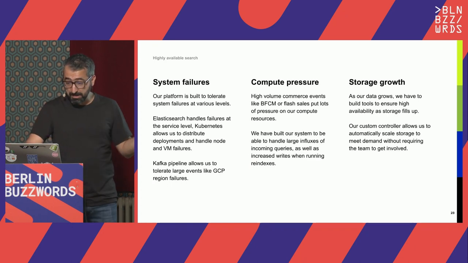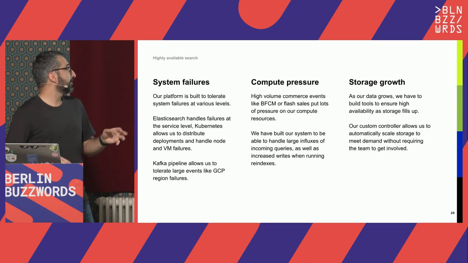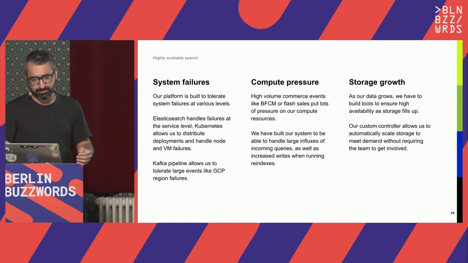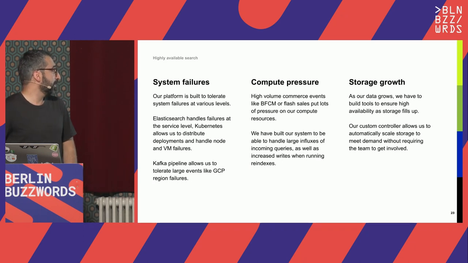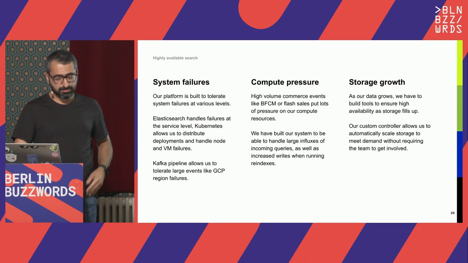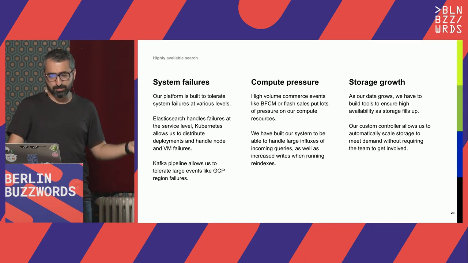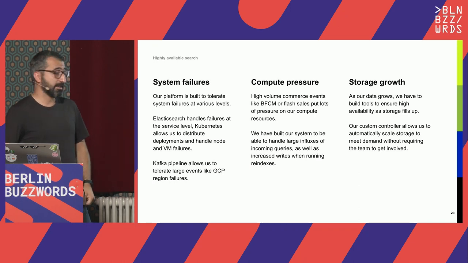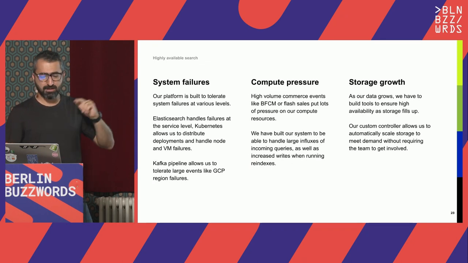So just to sum up, we talked about three failure domains, I guess. The first one being system failures. To address that, at the Elasticsearch level, we have the built-in redundancies of Elasticsearch. Kubernetes allows us to distribute the load across disparate nodes, across availability zones to protect against that. And then at an even more macro level, to protect against regional failures, we have an active-active setup using Kafka and a load balancer.